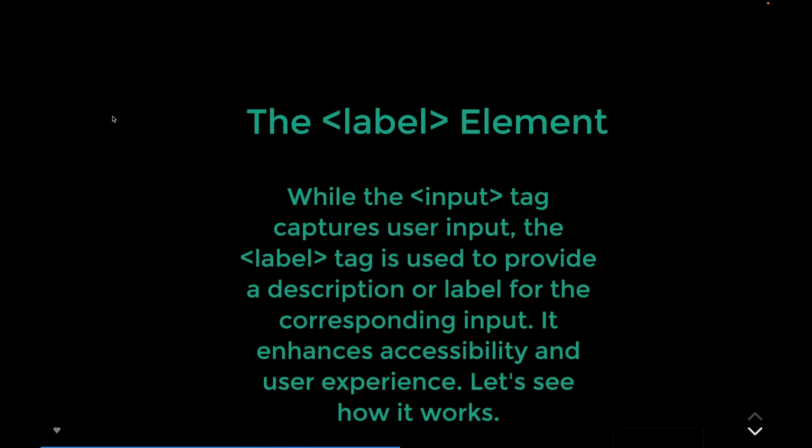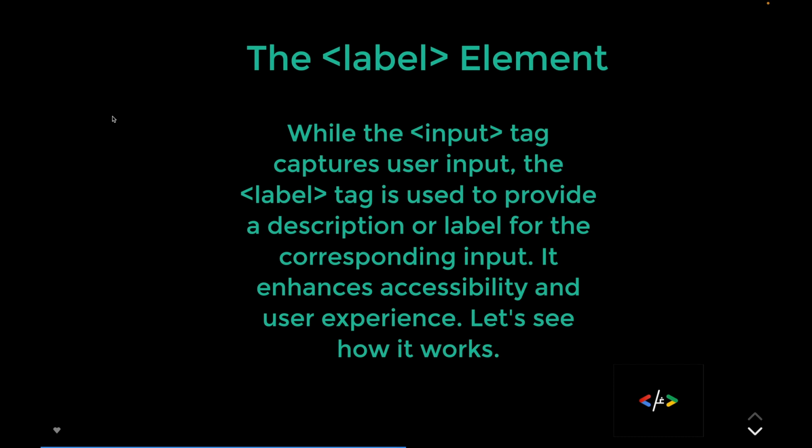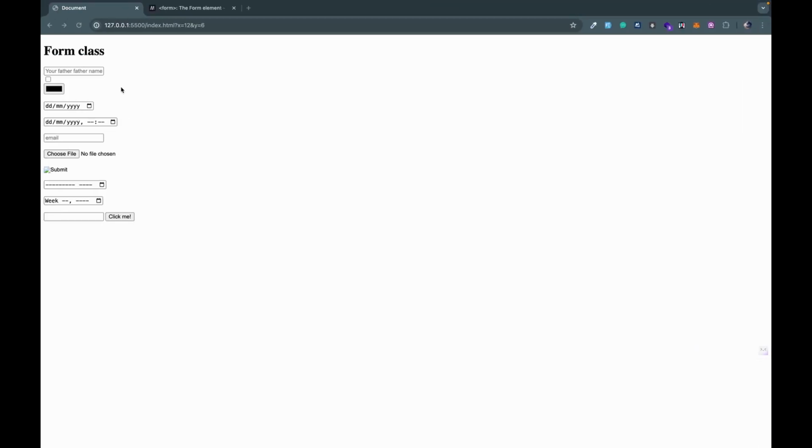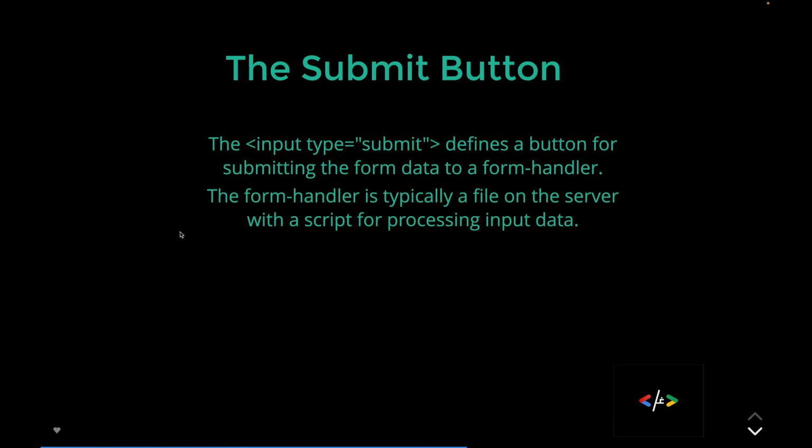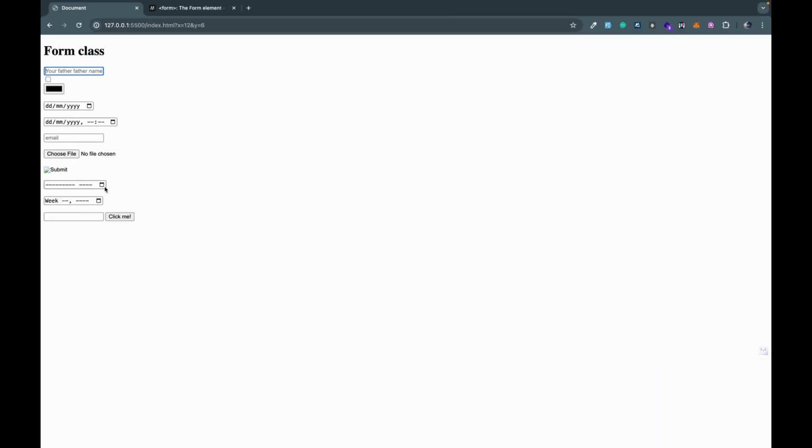Now we move to the label tag. While the input tag captures the user input, the label tag is used for description. This enhances the user experience. The user will know that you are asking for this thing here, so where you are asking for father's name, they will not go and put mother's father's name, or the younger brother of the sister of the father. You get what I'm saying? So let's see how it works.